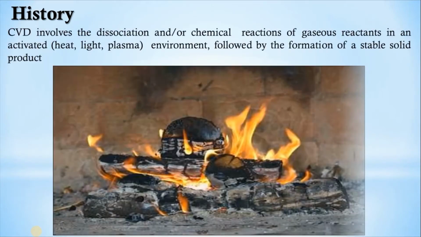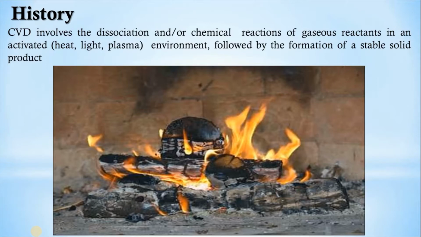So what is the history? The formation of soot due to incomplete oxidation of firewood since prehistoric times is probably the oldest example of deposition using CVD. So CVD is a vacuum deposition method used to produce high quality, high performance solid materials. The process is often used in the semiconductor industry to produce thin films.